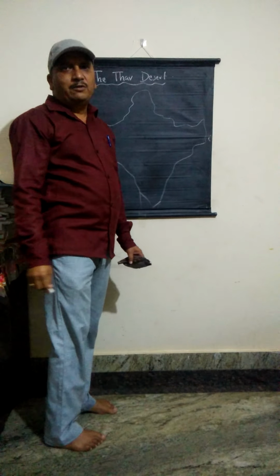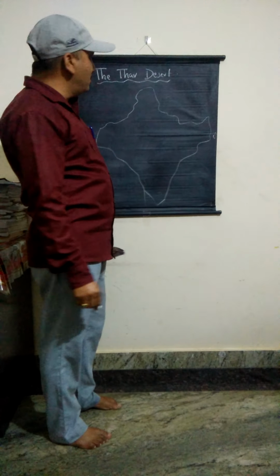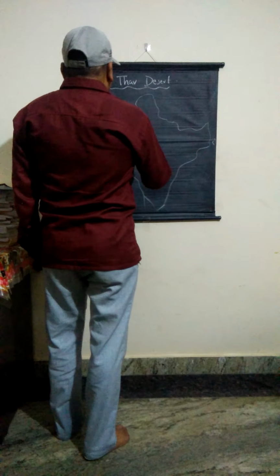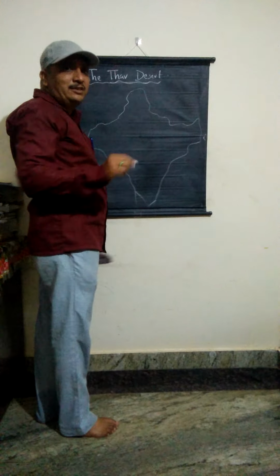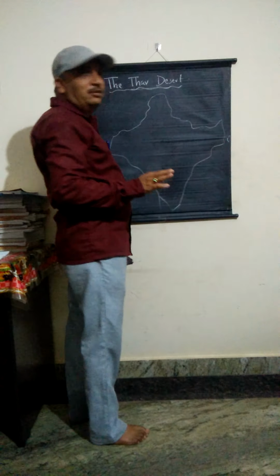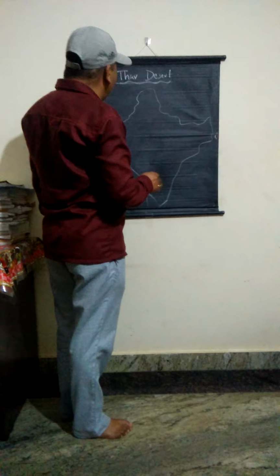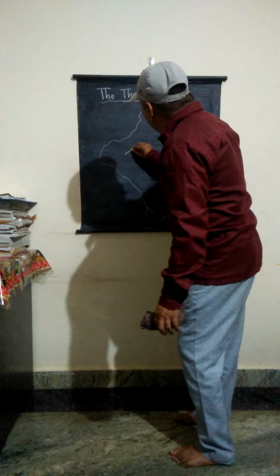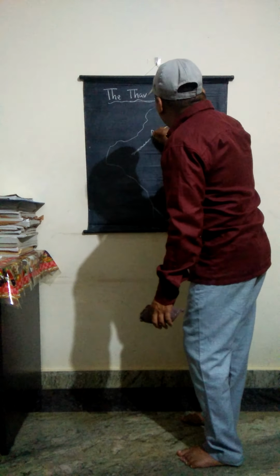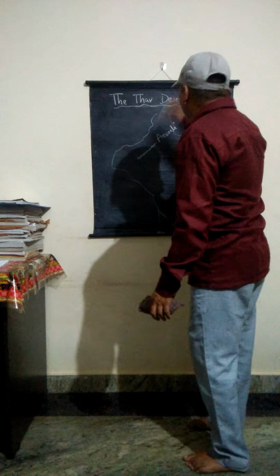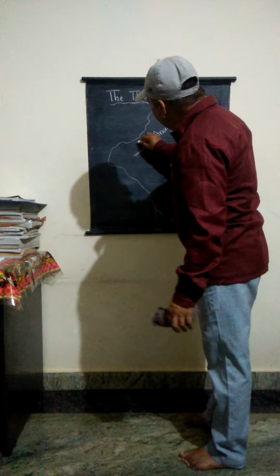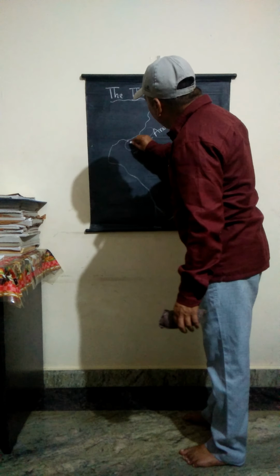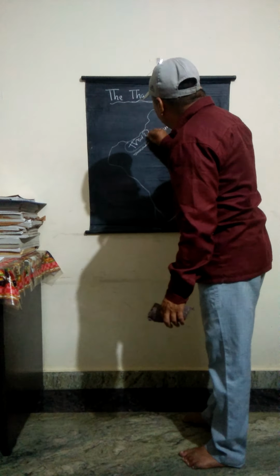The Thar Desert is located in the western, northwestern part of our country, mainly in Rajasthan and Gujarat. The Thar Desert is located in the rain shadow area of the Aravalli, the leeward side of the Aravalli. You see, these are the Aravalli mountains. This part is the leeward side, the rain shadow area. So this area is the Thar Desert.